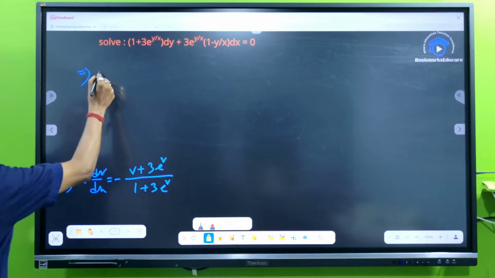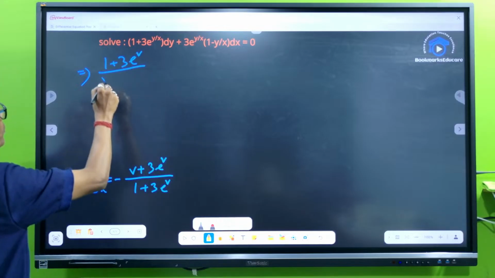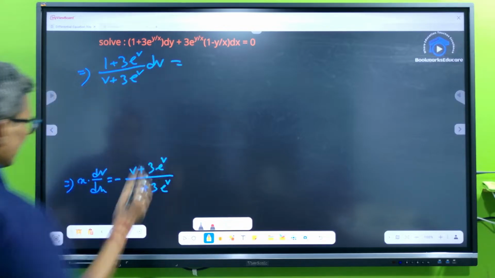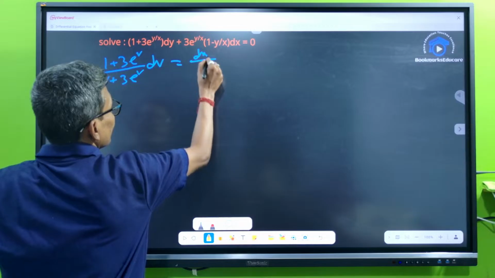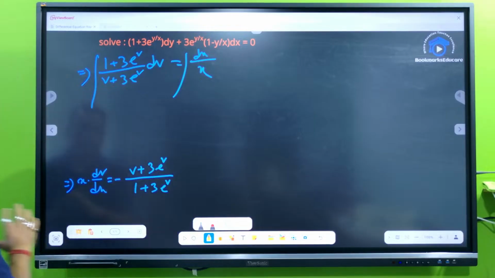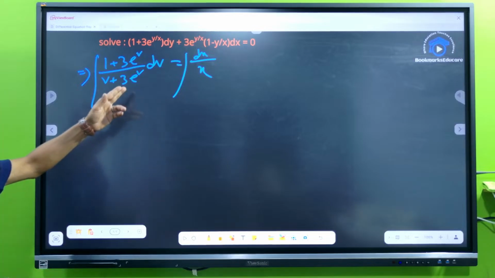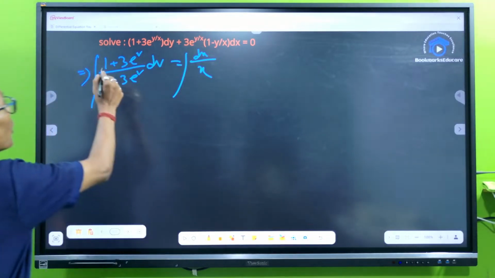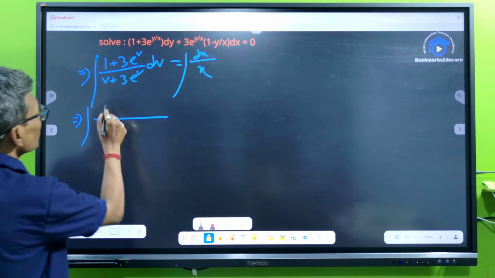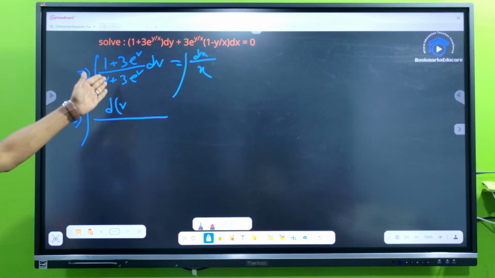So (1 + 3e^v)/(v + 3e^v) dv is equal to dx/x. So integrating on both sides, if we differentiate v + 3e^v with respect to v, then we will get 1 + 3e^v. So we can put d of (v + 3e^v) instead of 1 + 3e^v.